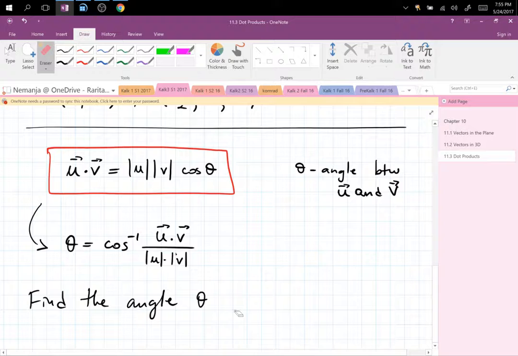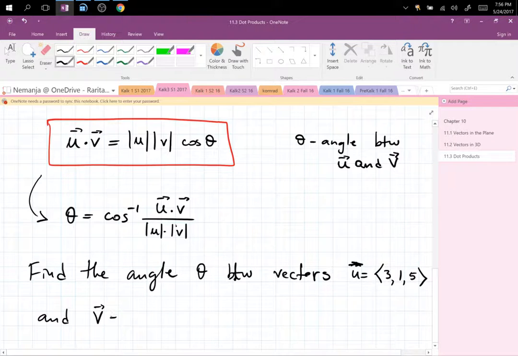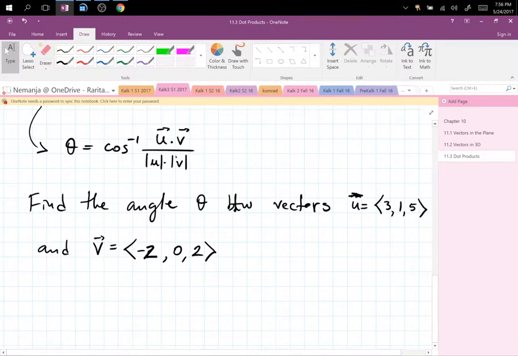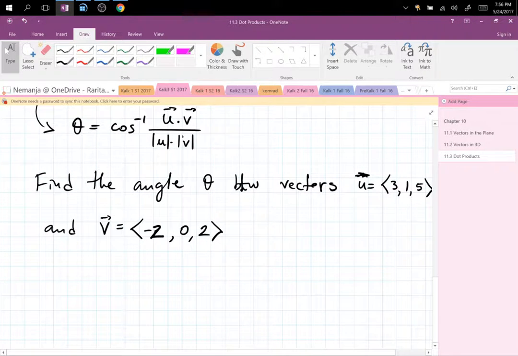So let's find the angle theta between vectors u equals (3, 1, 5) and v equals (-2, 0, 2). So find the angle between these guys. You can give 1 decimal point precision for degrees, so round to the nearest tenth in degrees.